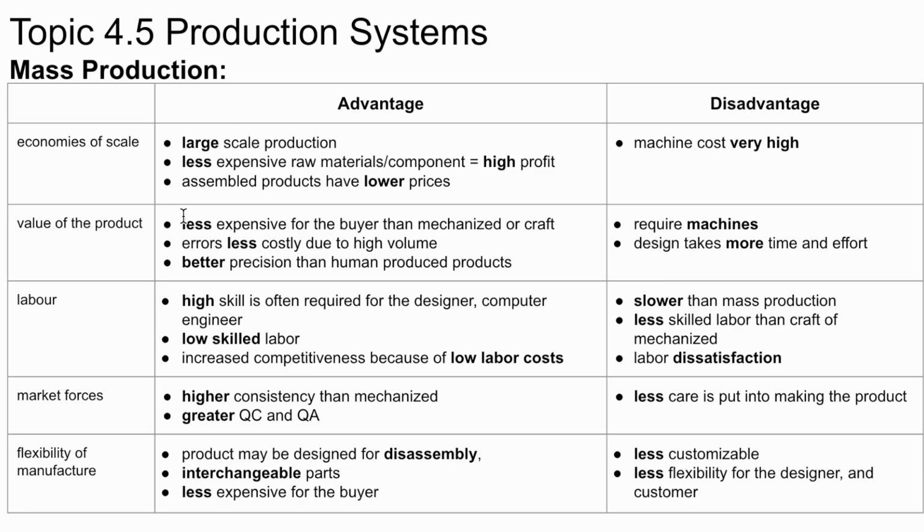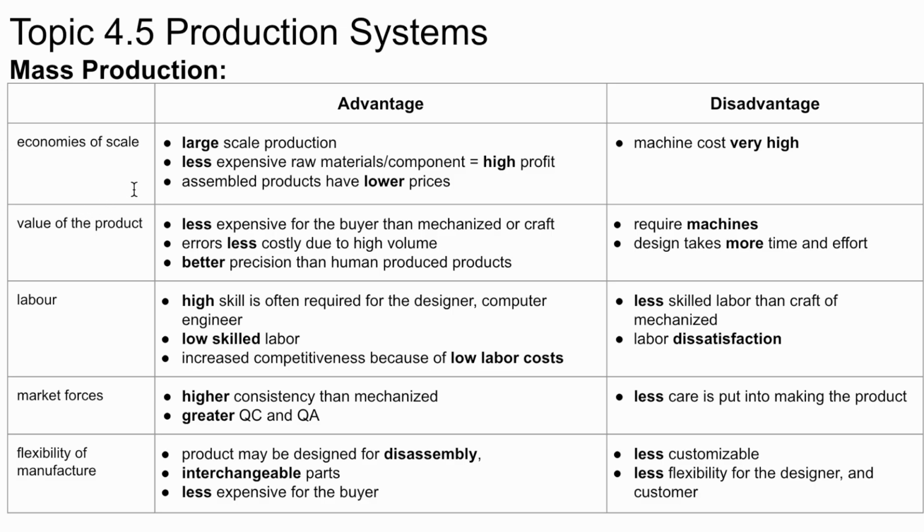Now, the big difference between mass production and assembly line production is generally with mass production, you are producing parts and components that are not as complex as, say, an assembly line. It's going to have fewer parts, and generally it's going to have one step for the part rather than many steps. All right, so let's look at the advantages and disadvantages of mass production.